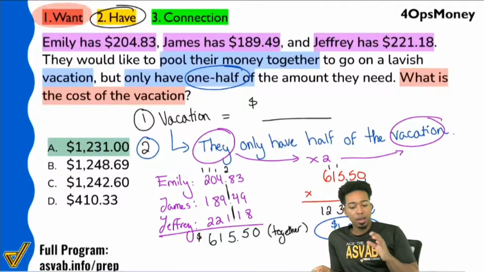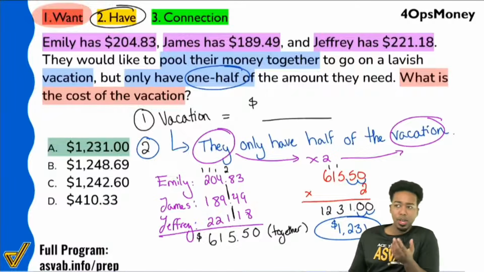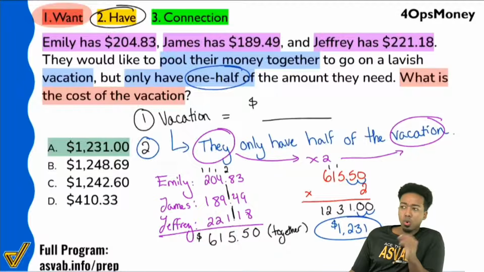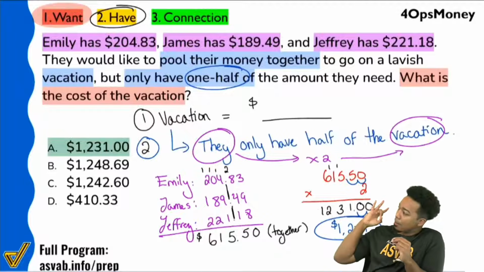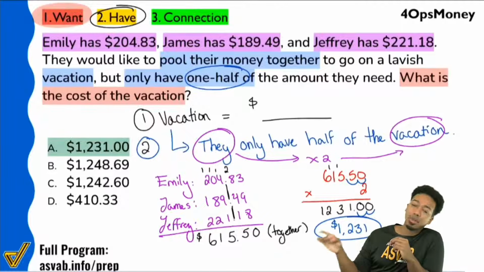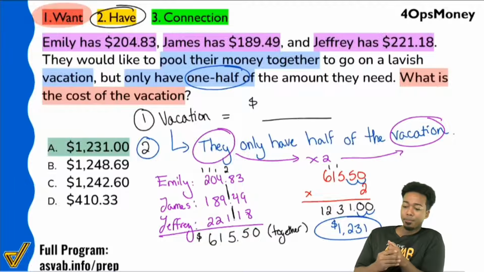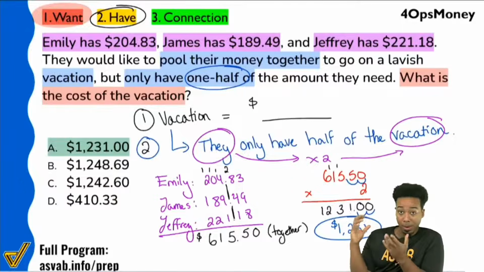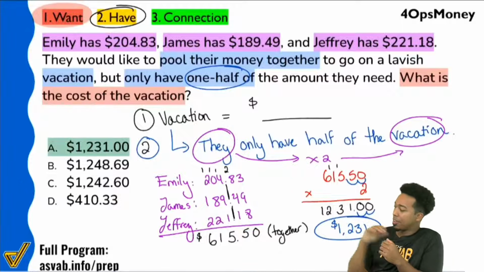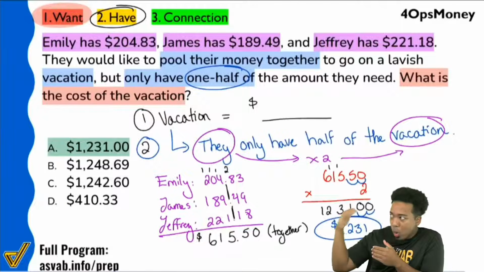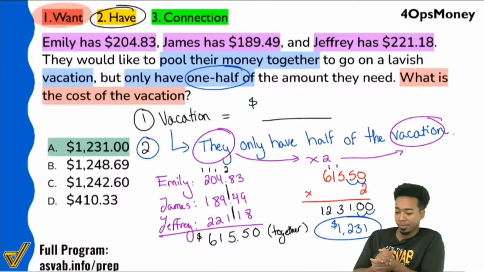But regardless of the final answer, I want to know if you got the process here. So yes or no, who here was able to understand the process before they actually started calculating? What I mean by that is, were you able to tell that you needed to add up those 3 numbers to get the amount of money that they have? And since that's half of the vacation, we will double it to get the full amount. So were you able to know what to do before actually calculating?